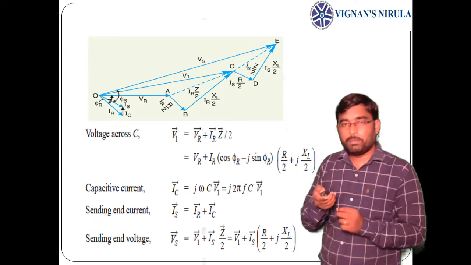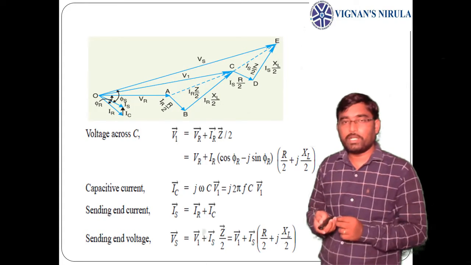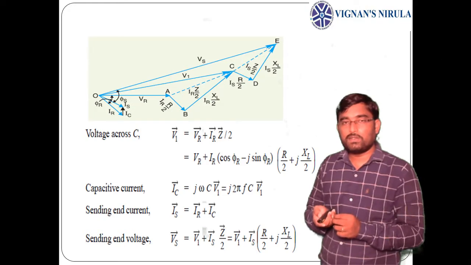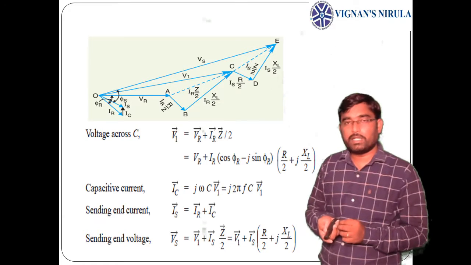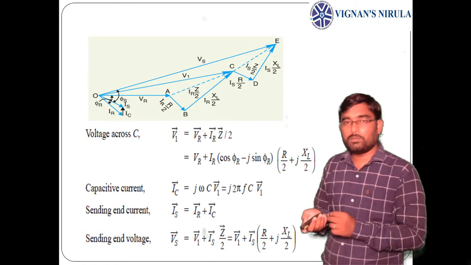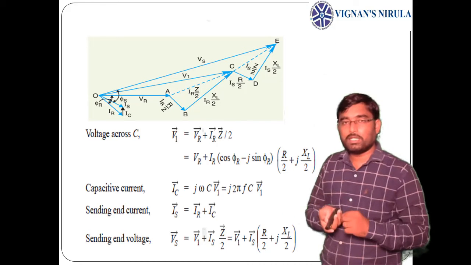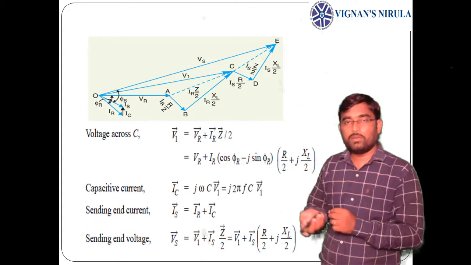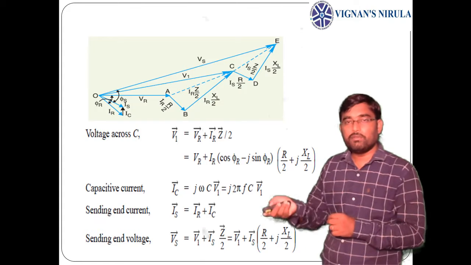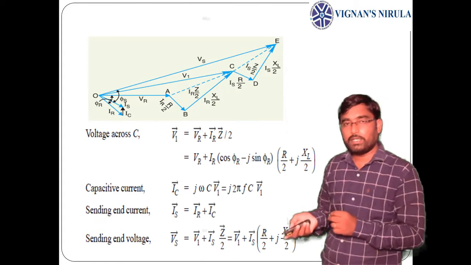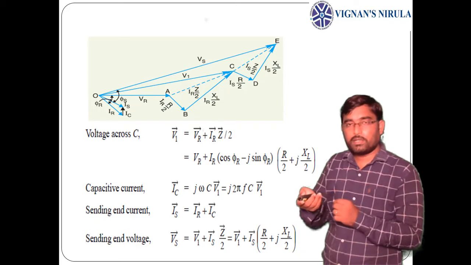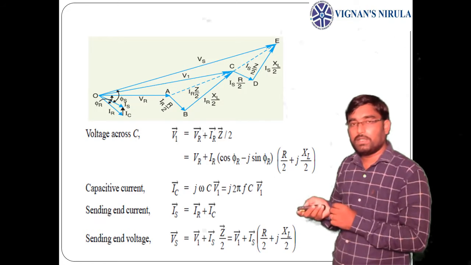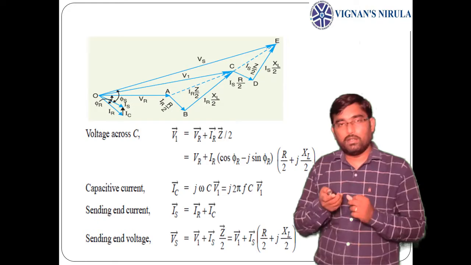Now from the tip of VR, I need to draw IR into R by 2. As it is a resistive drop, it will be in phase with current IR. So IR into R by 2 is drawn from the tip of VR, in phase with IR. Now IR into XL by 2 is drawn perpendicular to IR into R by 2, leading current IR by 90 degrees. Now adding VR plus IR into R by 2 plus j IR into XL by 2 gives V1, the voltage across capacitance.